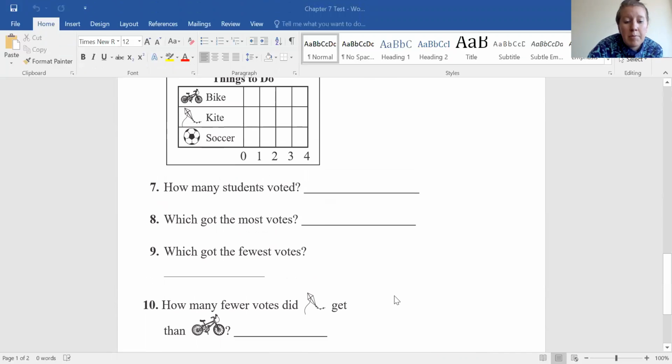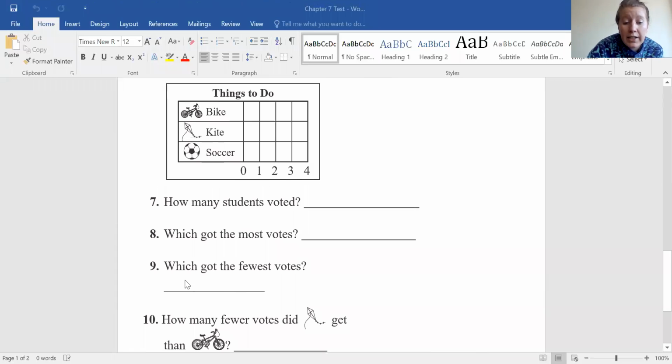Awesome. Number 9 says, which activity got the fewest votes? Which got the fewest votes? Was it bike, kite, or soccer? Write the name of the activity here. Which one got the fewest votes?